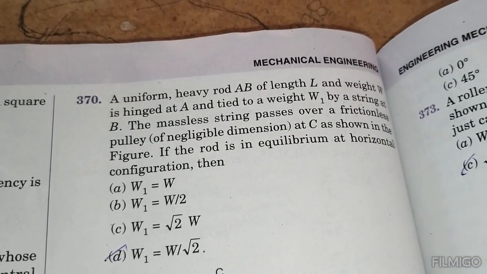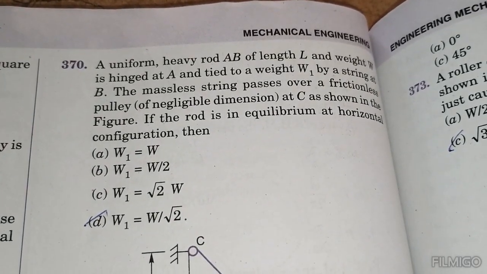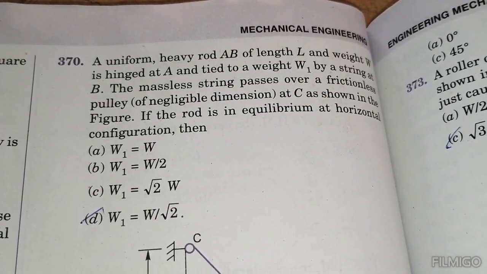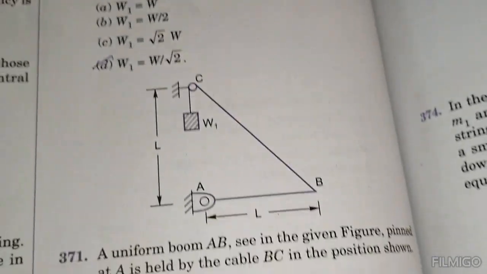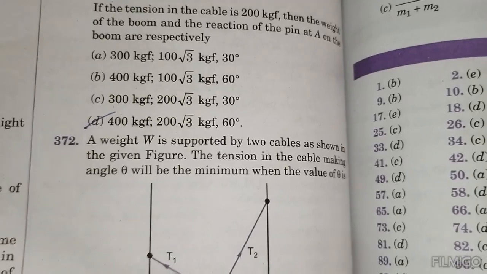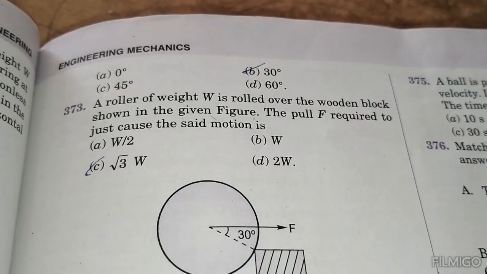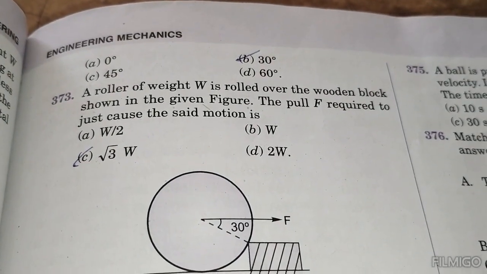A uniform heavy rod AB of weight W is tied to a weight W1 by a string, the massless string passing over a frictionless pulley as shown in the figure. In the equilibrium horizontal configuration, W1 equals W by root 2. A roller of weight W is to be rolled over a wooden block as shown in the figure. The pull required just to start the motion is root 3 W.